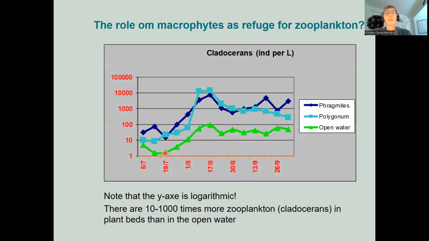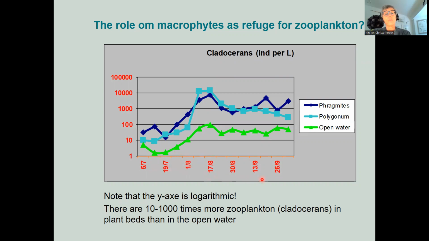Another thing that's interesting about the lake is that zooplankton can use the macrophyte as a refuge. So we have made some other experiments. We have studied how much the macrophytes mean for zooplankton for hiding. And this is shown here.